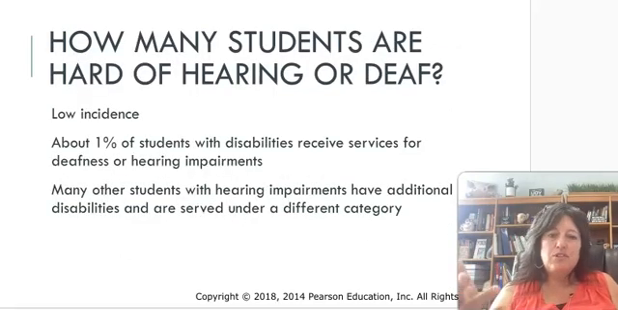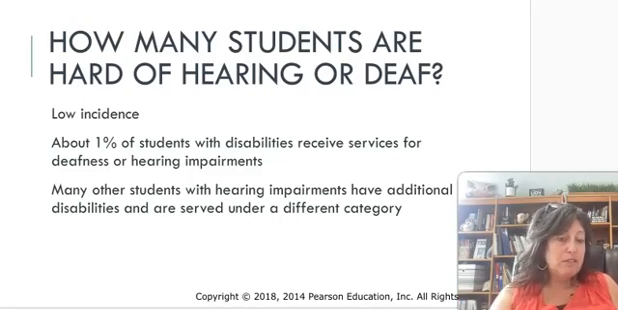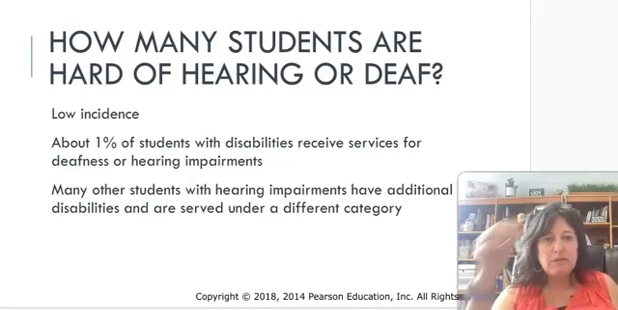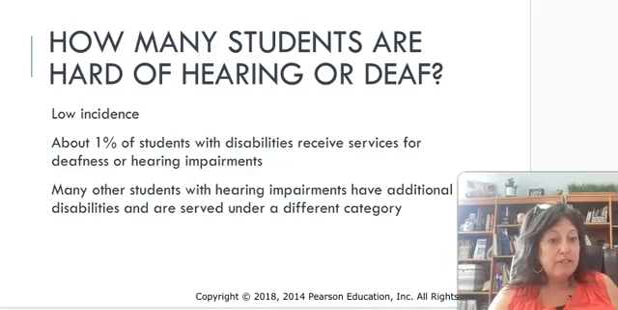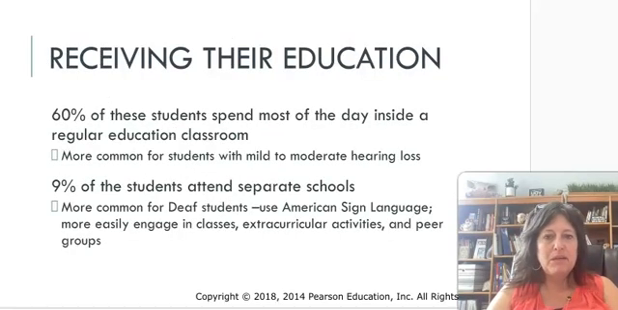So how many students are there that this happens? This is what's called a low incidence, low prevalence. About 1% of students with disabilities will receive services for deafness or hearing impairments. Many of the students with hearing impairments have additional disabilities in their service under those categories. And as you know, Abby also has dyslexia and dysgraphia, so she's serviced under specific learning disorder, but they also have her getting services under her hearing impairment.